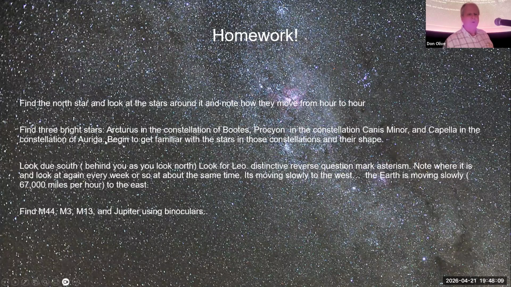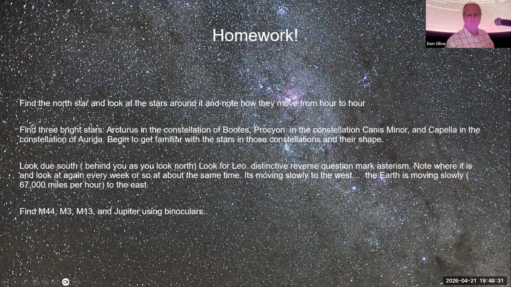So I've got you some homework. Find the North Star. Look at it from hour to hour and notice how the stars are moving counterclockwise around the North Star. Also, I want you to find three bright stars.